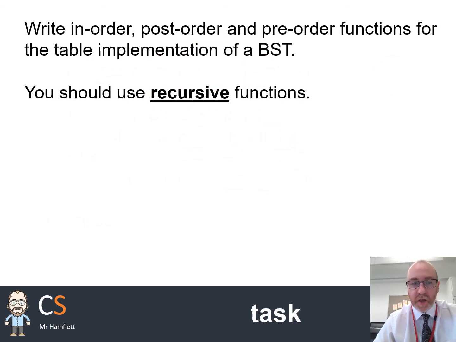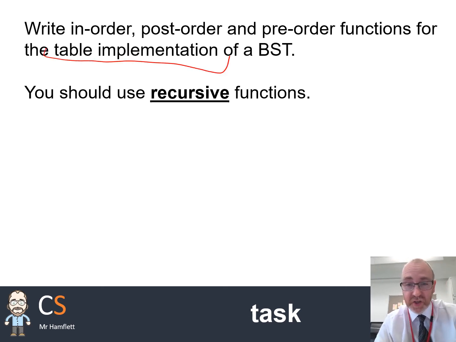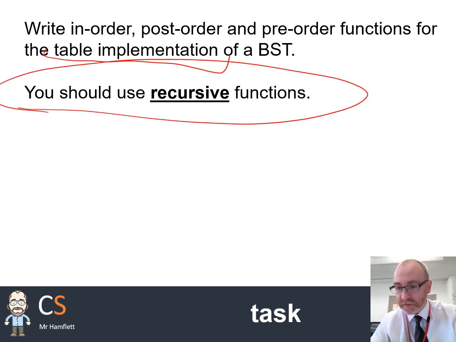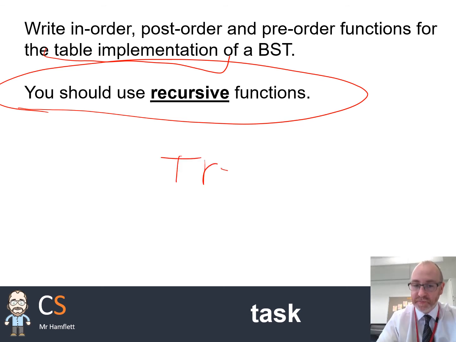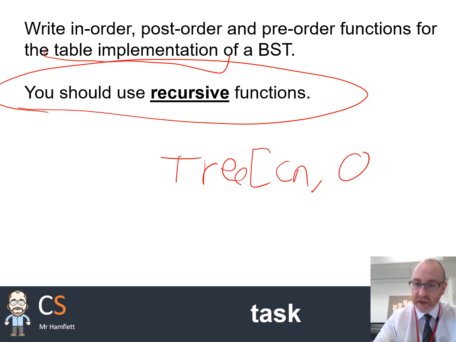So what I'd like you to do, and this is a little bit more tricky, is write in order, post order and pre-order for the table implementation, the array implementation of a binary search tree, okay? I'd like you to stick with recursive because that's how I've taught you how to do it already. And the recursive functions are just being tweaked, okay? So rather than going node.left, it will be the name of your tree, the index you're looking at, and 0 for left, or 1 for right, okay?